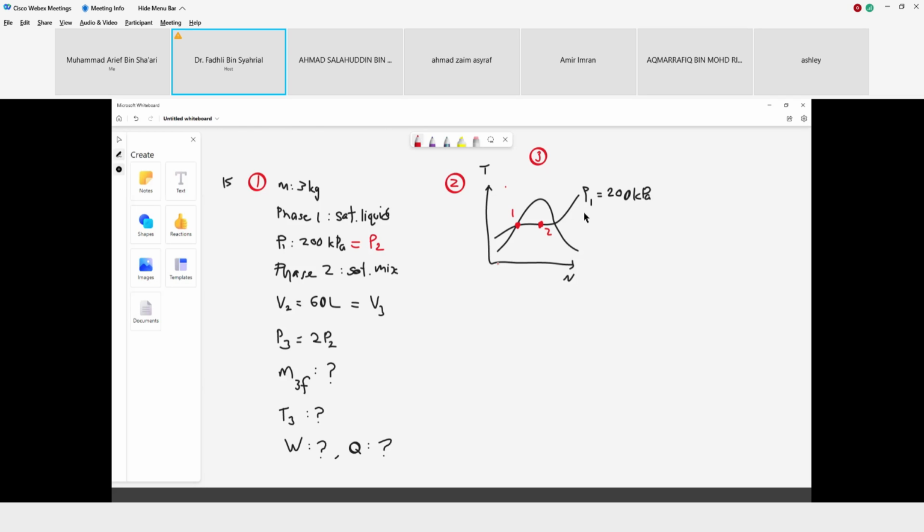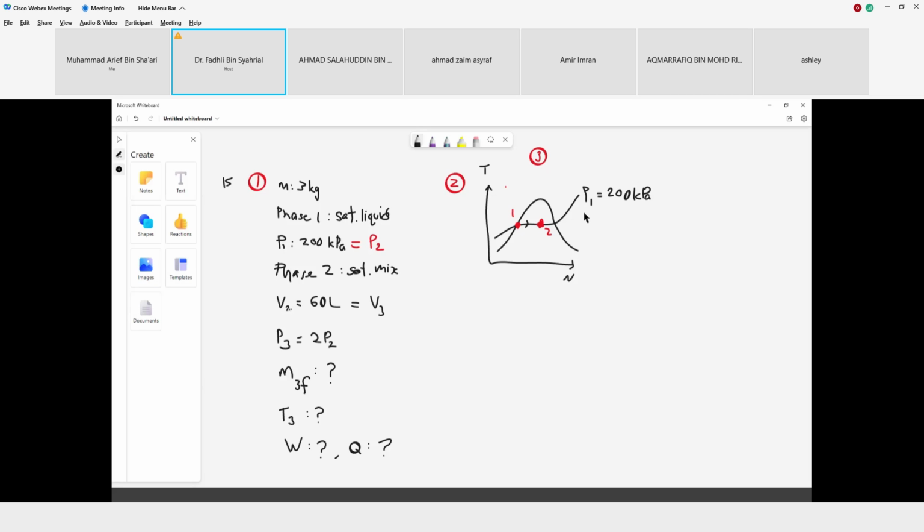Daripada saturated liquid phase 1, heat diberikan yang mana sebahagian daripada liquid tersebut evaporate. So that's why state number 2 is located on this same pressure line. So P1 equal to P2. So the process is like this, from 1 to number 2.